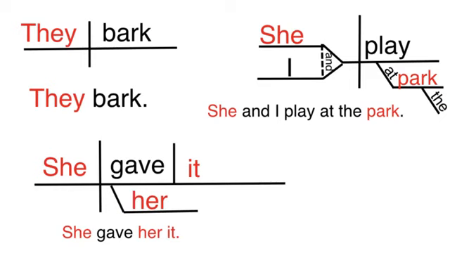Now there are tons of pronouns, different types that your teacher will teach you later. Since pronouns take the place of nouns, they are in the same places that nouns can be in diagramming. Let's use those same sentences from before, but now I use pronouns instead of nouns. Notice they are all on a horizontal line. So, they bark, she and I play at the park, and she gave her it.